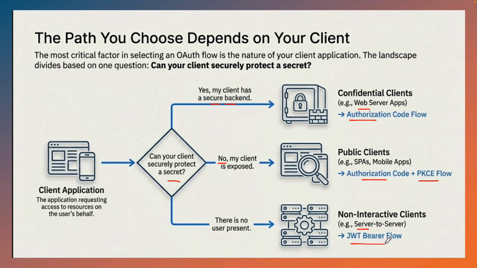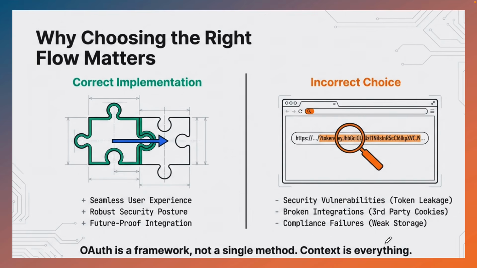Now, why is this important? Why is it important to select the correct type of flow? Because if you select the correct type of flow, you will have a seamless user experience, better security, as well as a future-proof integration. In case you make a mistake in selecting the correct OAuth flow, then definitely there is the possibility of security vulnerabilities. You will have a broken integration as well as compliance failure. This is the line that I typically refer to whenever I talk about OAuth: it's a framework, it's not a single method, where the context is everything.